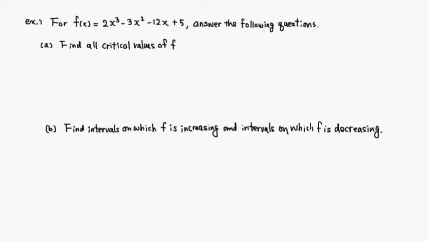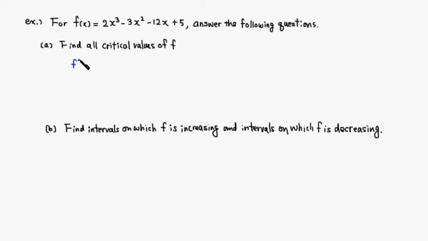All right, let's look at an example of increasing, decreasing behavior analysis of a function. Let's say you have a function given, f of x equals 2x cubed minus 3x squared minus 12x plus 5. Part A says to find all critical values of f. In order to find the critical values, we have to find the derivative.